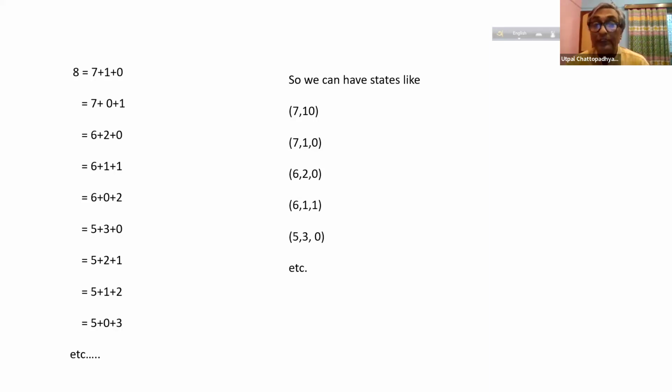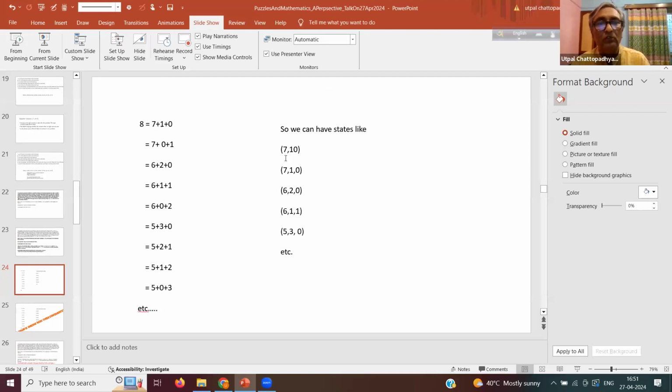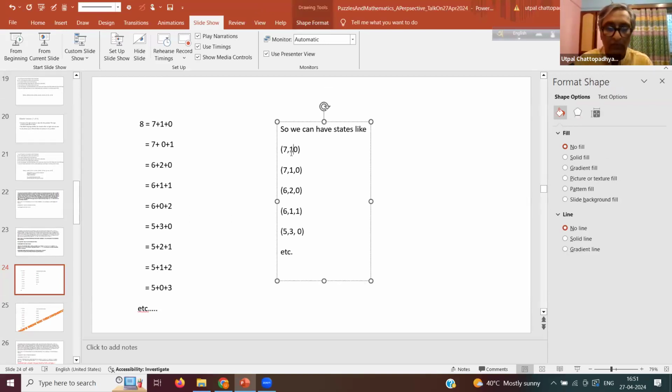Except that here the order is important. In Ramanujan's partition, partition of 5 into 2 plus 3 or 3 plus 2 is counted as one partition. Here it's not. Here the order is important. Order meaning which jar has which. So okay, these are some examples, right? Now you can see that each of these corresponds to a state. For example, 710 is the state 7, 1, 0, not seven hundred ten.